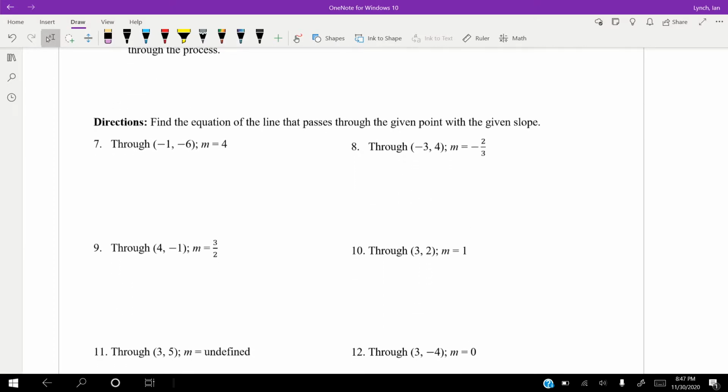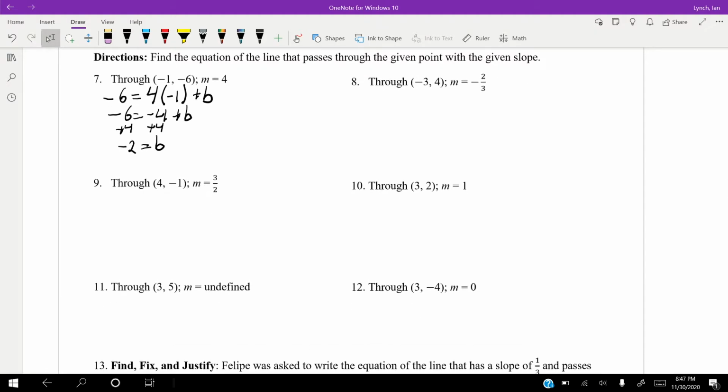Now we're going to work through some more of this. So, y is -6, slope is 4, x value is -1. So then we get -6 is equal to 4 times -1 is -4. Now in order to get rid of the -4 and leave the b by itself, I add 4. -6 plus 4 is -2. So we get -2 is equal to b. That was an easy one.